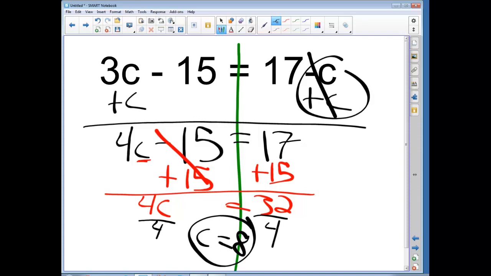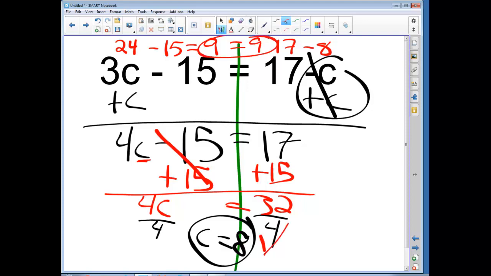Okay, again, you can take your answer, plug it into the original equation, and it'll work out. Let's do it here. 8. 3 times 8, 24. 24 minus 15 gives me a 9. So is 9 equal to 17 minus, the value for c was 8. 17 minus 8 is 9, so 9 equals 9. Yes, it works out. That is the correct answer. Okay?